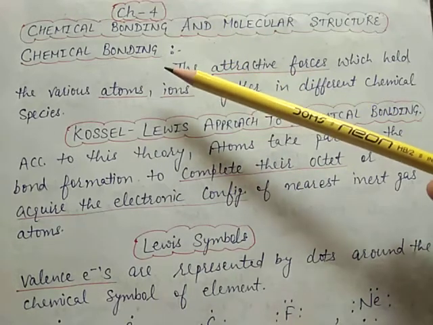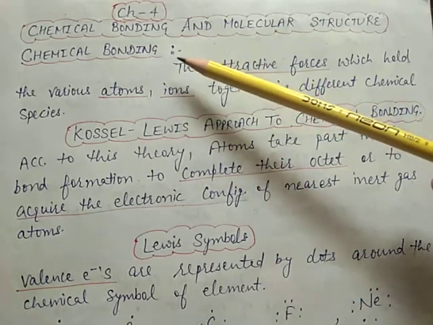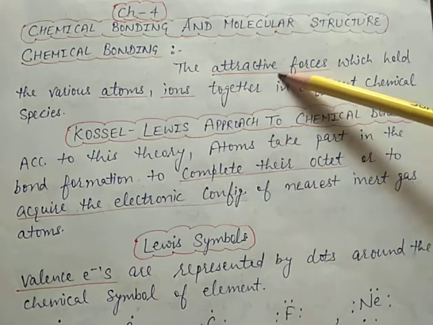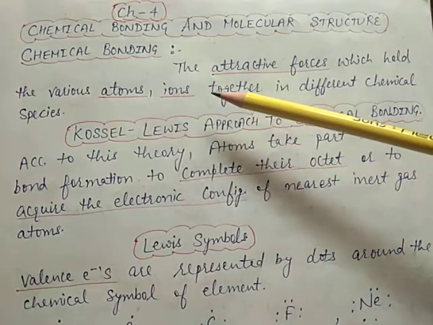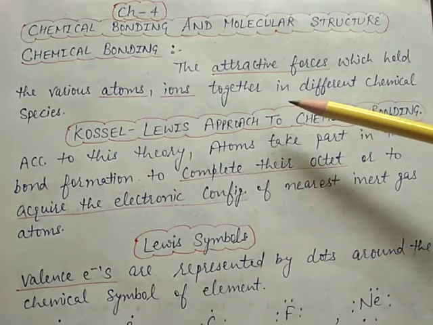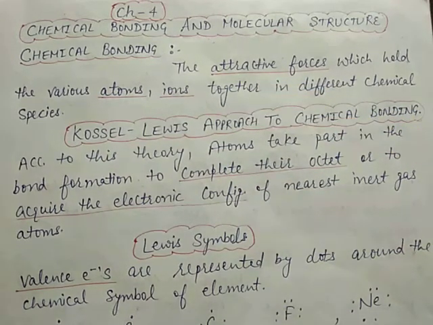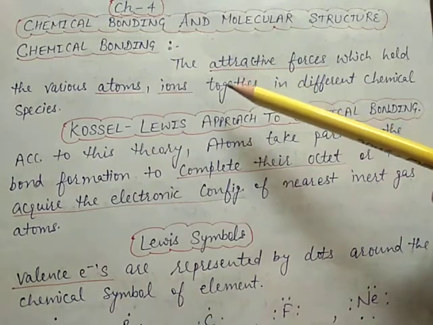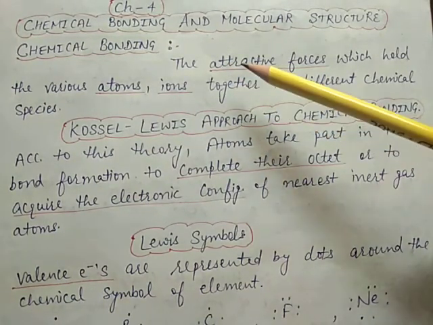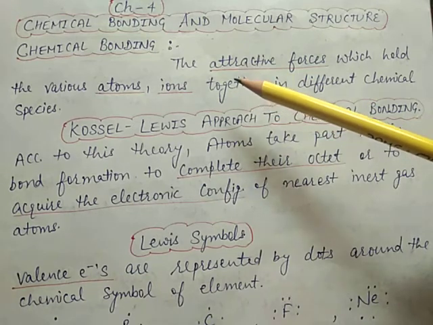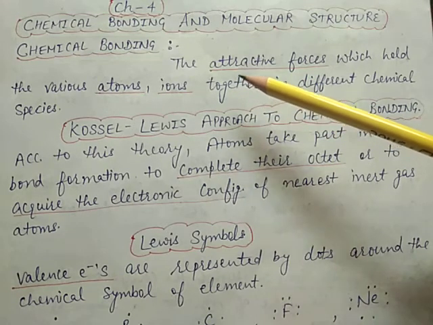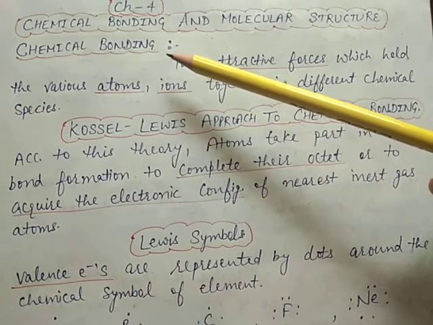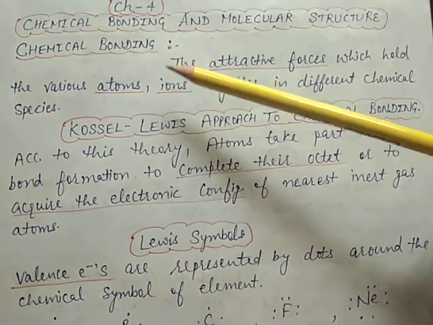A chemical bond is the attractive force which holds the various atoms or ions together in different chemical species. Chemical bonds can be classified into various types like ionic bonds, covalent bond, coordinate bond, metallic bond, and hydrogen bonds. All these are chemical bonds.